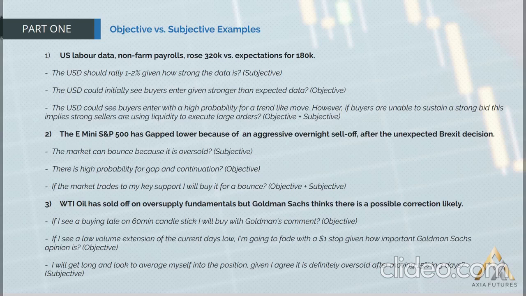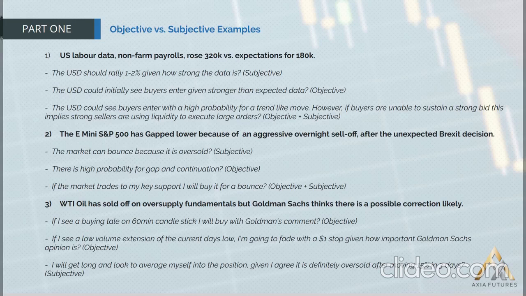So, our first statement, the market can bounce because it's oversold. Can it bounce? Should it bounce? Okay, the market can do anything, guys. Right? Is that an objective or a subjective statement? It's very much subjective. It's opinionated. The market can bounce because it's oversold. How do you know what's oversold? Okay, these are the kind of questions you want to be asking yourself.